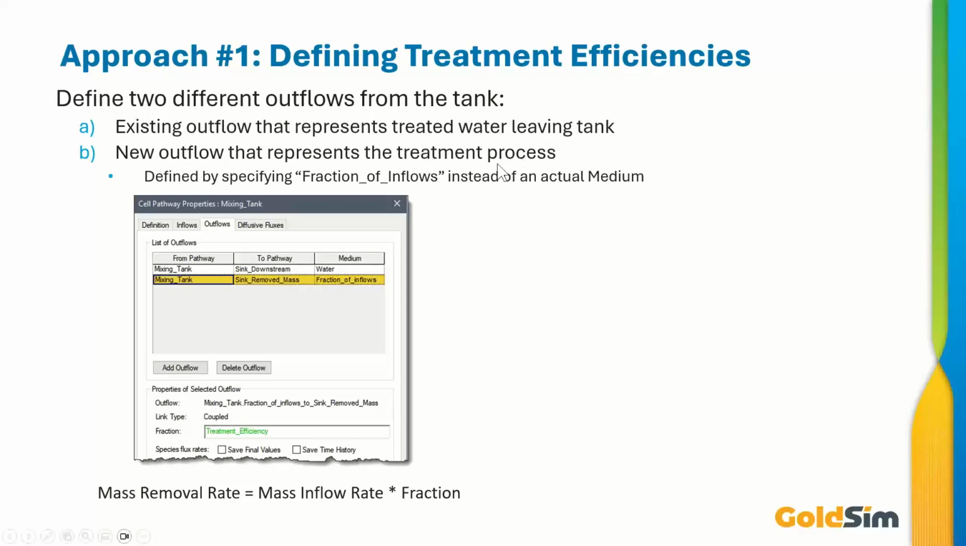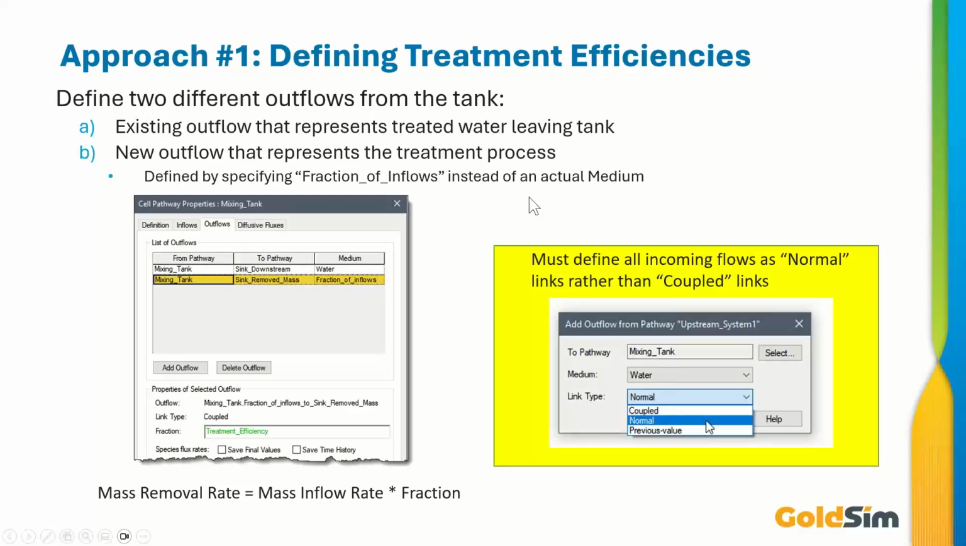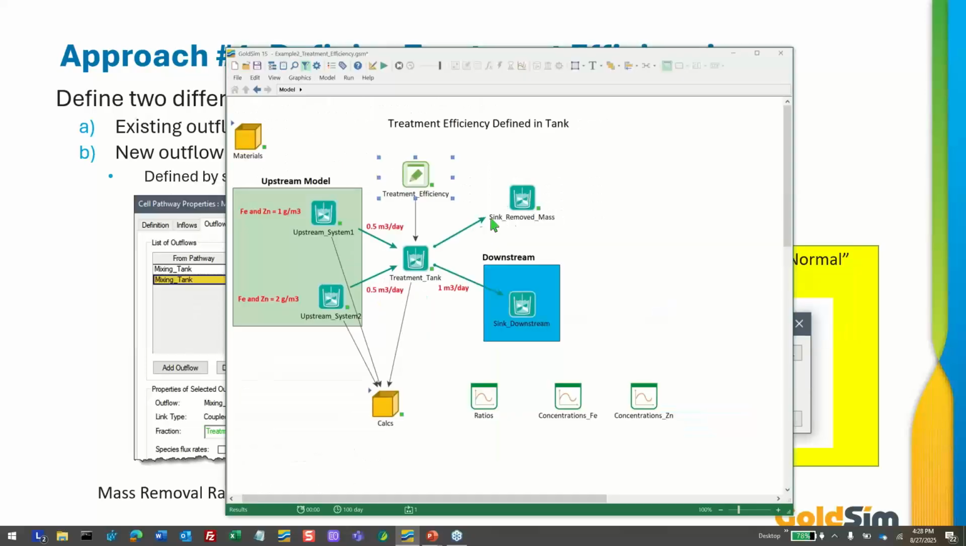We have a new outflow that represents this treatment process, right? But there's a very, very important point here. We can only treat incoming flows that are coming in as normal links. What do I mean by that? Well, let's go back to the model.